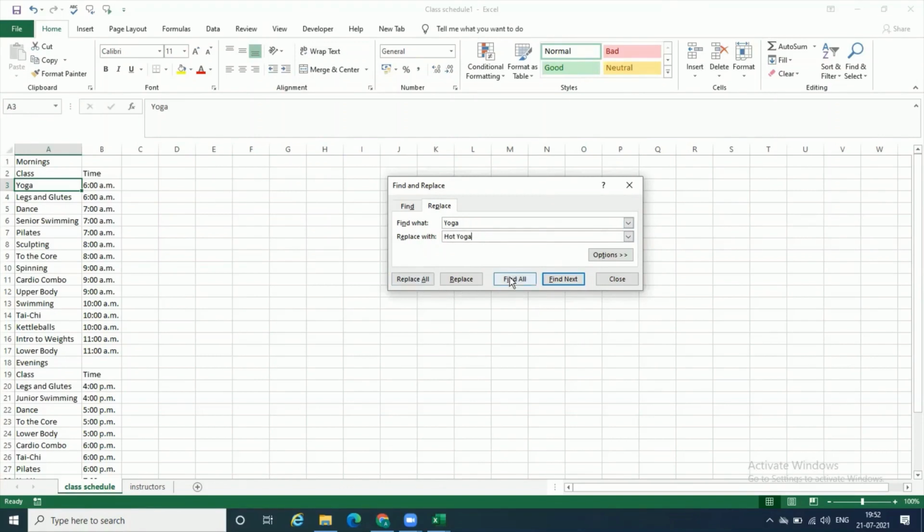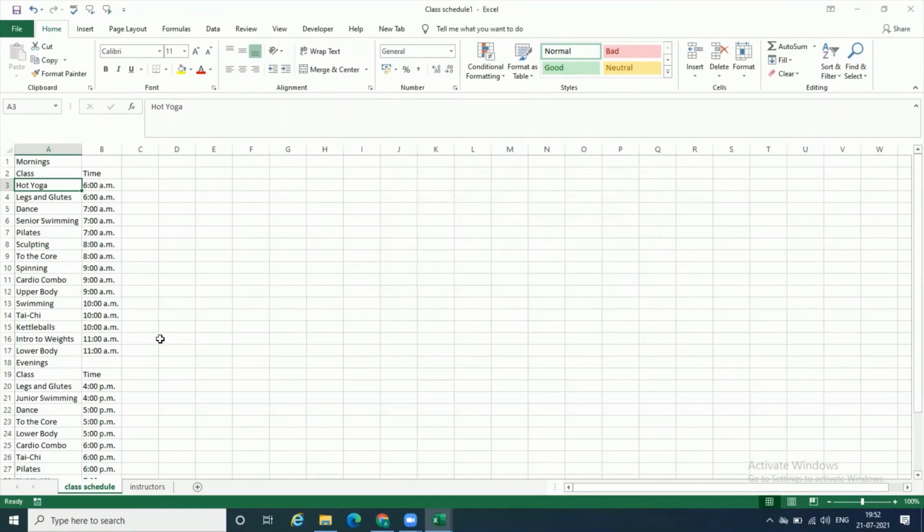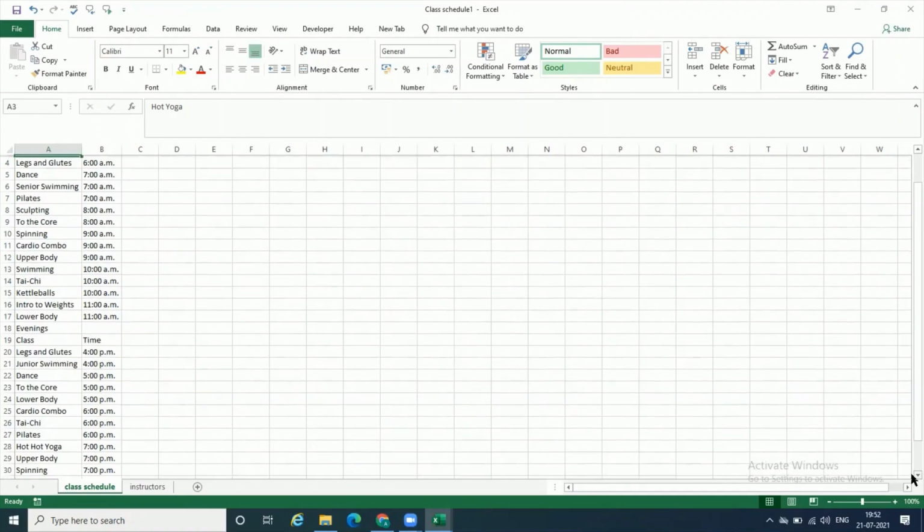So I say no need to find all, I'll just replace all. I do a replace all. It says it made 2 replacements. Okay. Let's see the replacements. So first it did hot yoga. Absolutely correct. Let's scroll down and see what happened. Oh, what did it do?